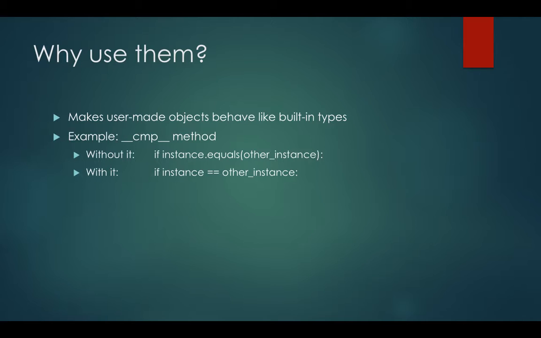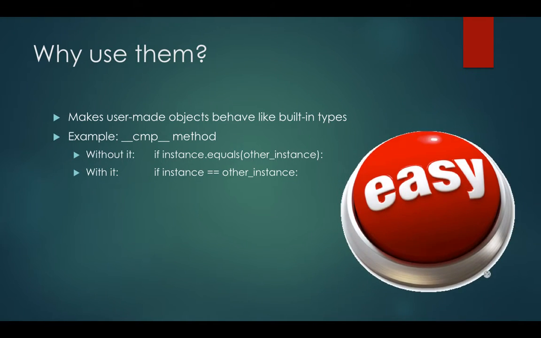However, with magic methods, we can make it even cleaner and even more easy to understand. We can say if instance equals other instance, and then handle it accordingly. It is a more direct representation of what the programmer means when they are writing their code. So, to wrap it up in a bow, we don't actually need magic methods, but we use them to make things easy. Easy to write, easy to read, and easy to think about.